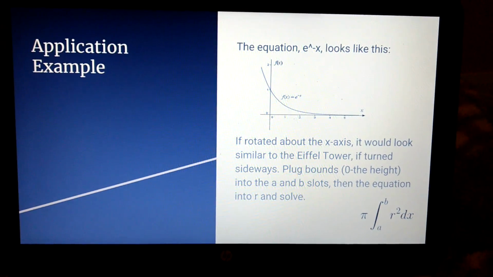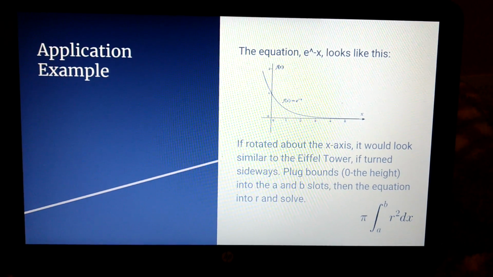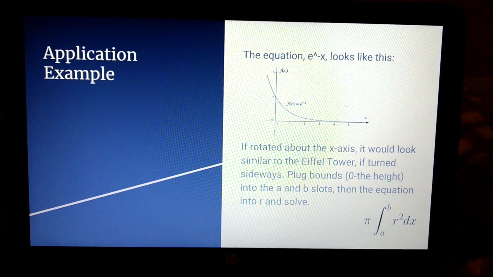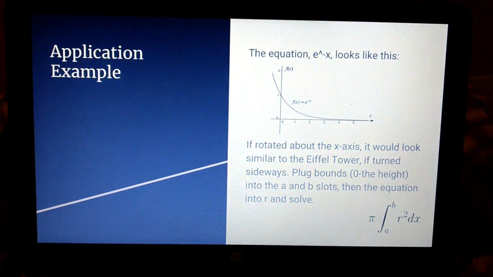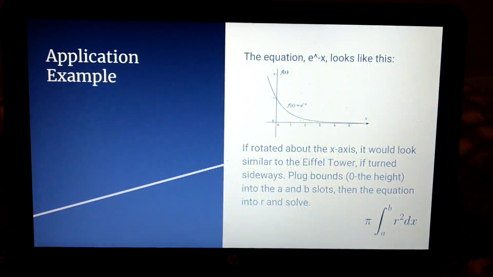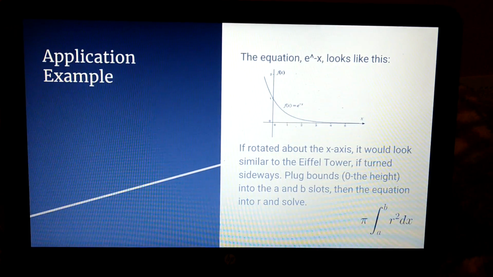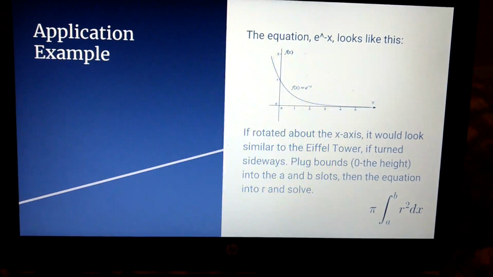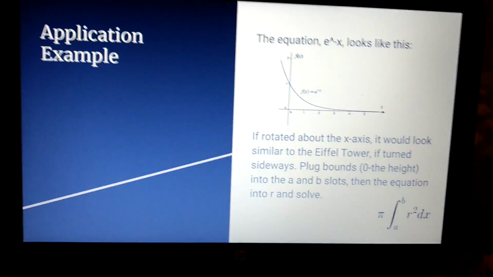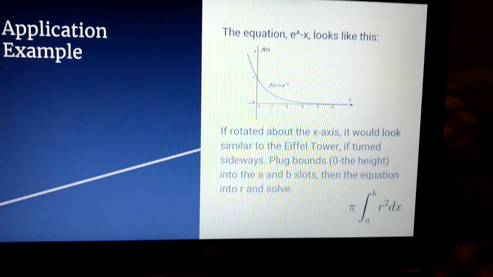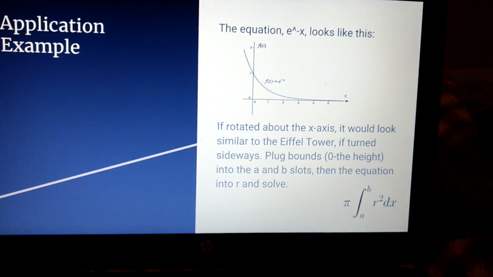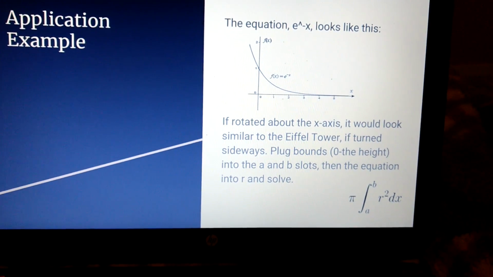So one example of this in the real world would be the Eiffel Tower. The Eiffel Tower's got a nice conical shape to it, and an equation that would represent that well would be e to the negative x. Now if you were to rotate this about the x-axis, you would return a shape that looks very much like the Eiffel Tower if you were to flip it on its side.